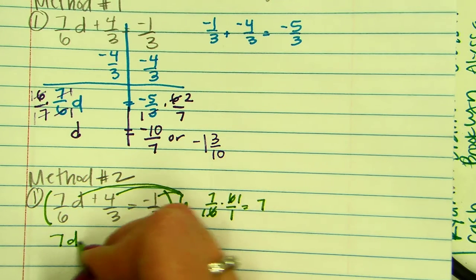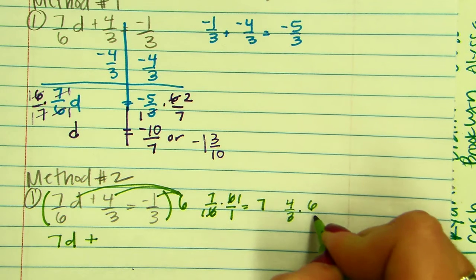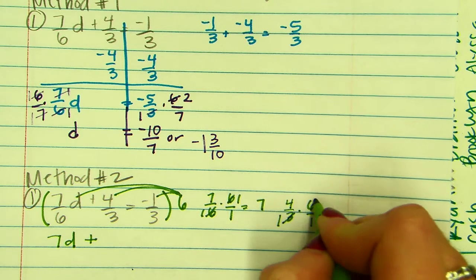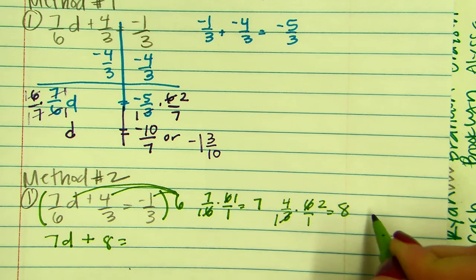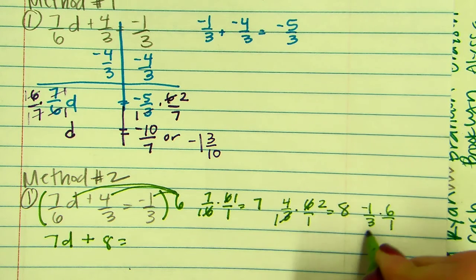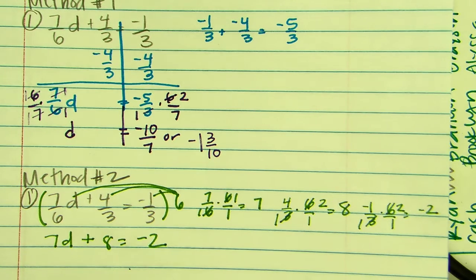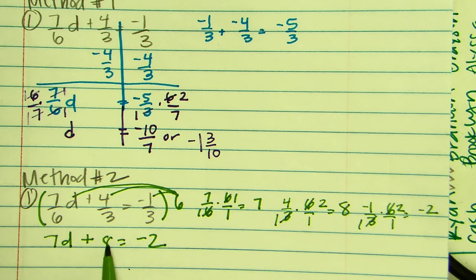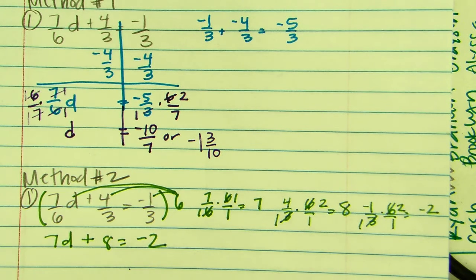So this is now 7d plus 4/3 times 6/1. 3 goes in here one time, 3 goes in here twice. 4 times 2 is 8, so plus 8 equals -1/3 times 6. 3 goes in here once, 3 goes in here twice, is -2. So now my equation is 7d plus 8 equals -2. And I can do this because I multiplied it on both sides of the equation, which is what our rule is. Whatever I do to one side, I have to do to the other. But now I don't have any fractions to deal with.